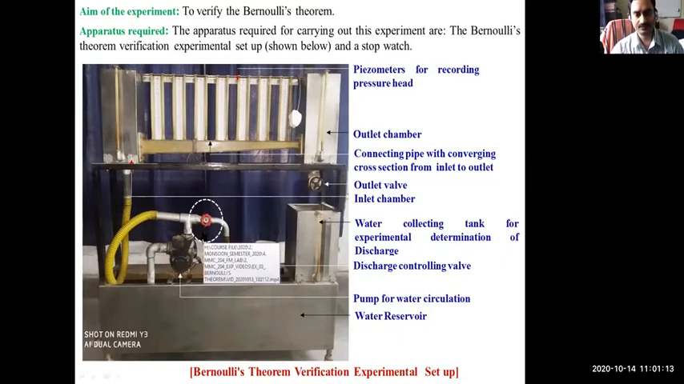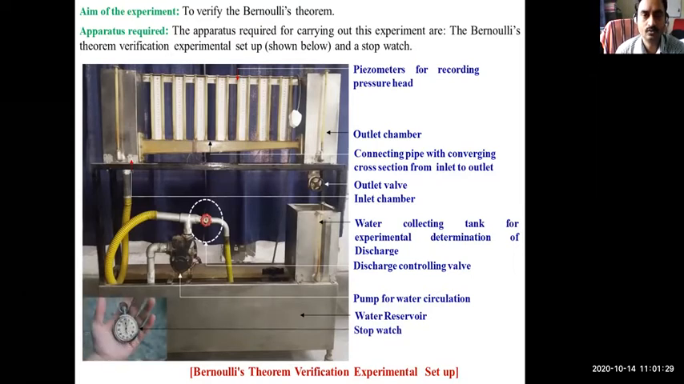Right. So these are the different components of the Bernoulli's theorem verification experimental setup. In addition to this setup, we need one more thing, that is a stopwatch. The stopwatch is used to measure the time taken for filling this water collecting tank up to a certain height. So the volume of the water collected divided by time will give the discharge at last, right? So these are the different components of the Bernoulli's theorem verification setup.